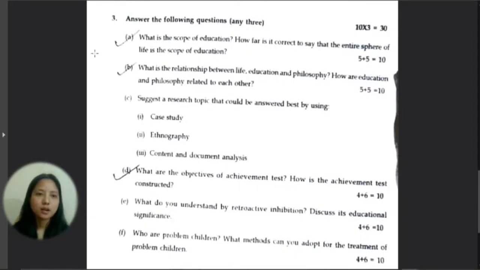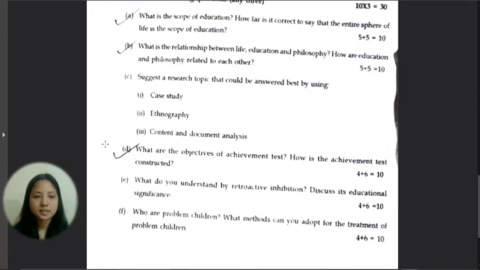So the first question is, what is the scope of education? How far is it correct to say that the entire sphere of life is the scope of education? Next is, what is the relationship between life, education, and philosophy? How are education and philosophy related to each other? Next is, suggest a research topic that could be answered best by using a case study, ethnography, content, and document analysis. The next is, what are the objectives of achievement test?